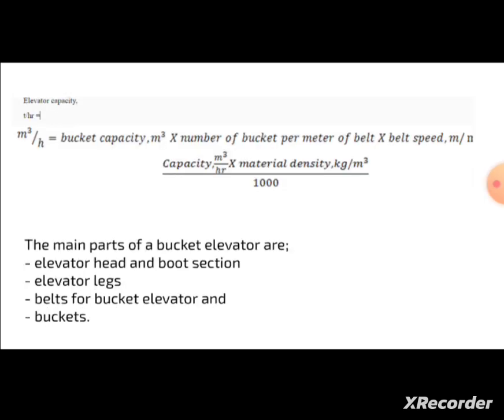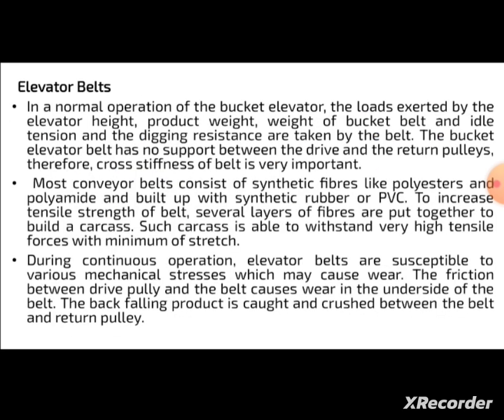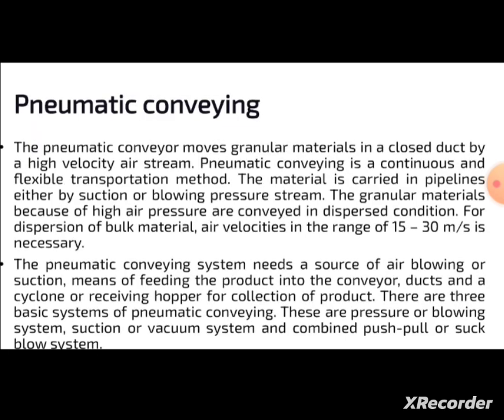So, to calculate the capacity of the bucket elevator or the conveyance capacity, the following formula can be used. The main parts of the bucket elevators are elevator head and boot section, elevator legs, belts for bucket elevator and buckets. These are some of the components used in the bucket elevators.